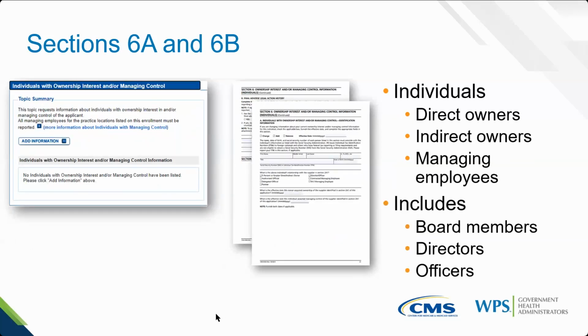So section 6, same information, same reasoning. We are asking though about the individuals this time. So any individual with direct ownership. This includes any of the owners of the entities listed in section 5 if they're there. And again, this is where that legal and financial responsibility comes into play for government entities. We need to know of any indirect owners. We need to know of any managing employees. And this does include board members, directors, and officers. So if an entity's oversight is through a board of directors, we need those individuals listed.